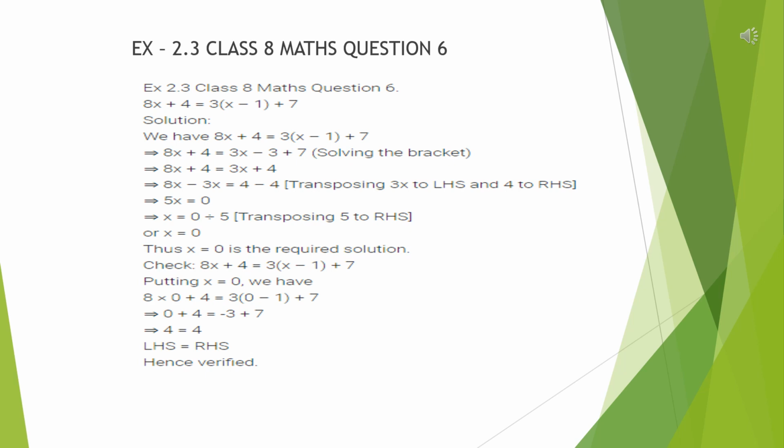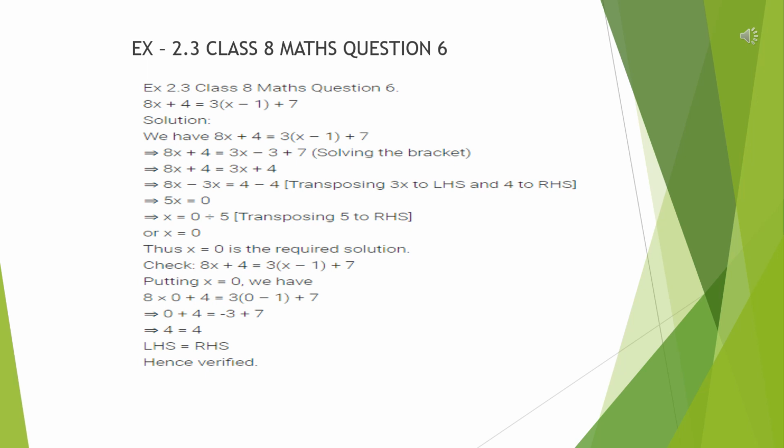In the next step, for solving the question, we will take the unknown value to LHS and the known value to RHS. For transposing, we will take 3x to LHS and 4 to RHS. After transposing, we will get 8x - 3x = 4 - 4. 8x - 3x equals 5x and 4 - 4 is equal to 0. So the value of x is 0. Hence, x = 0 is the required solution.